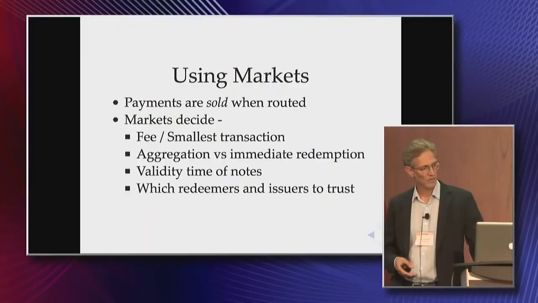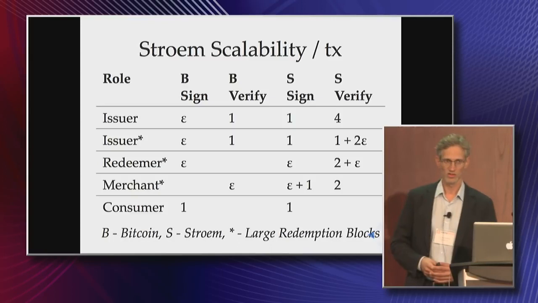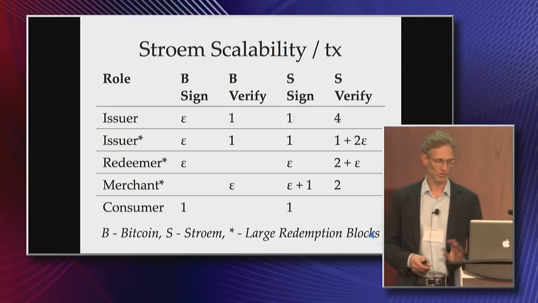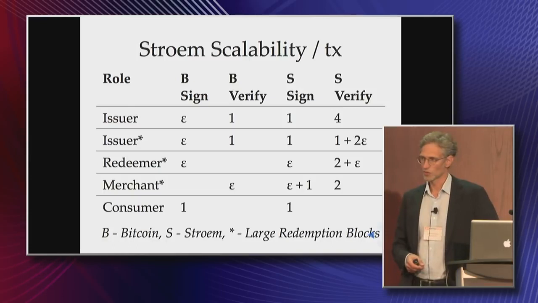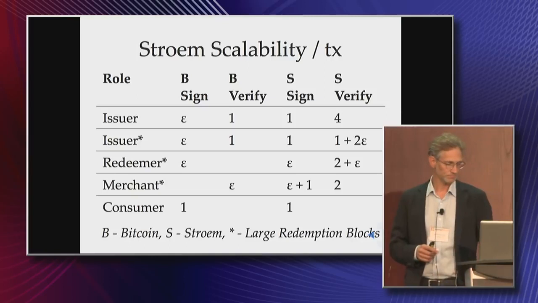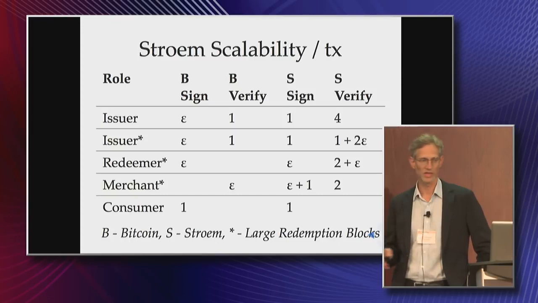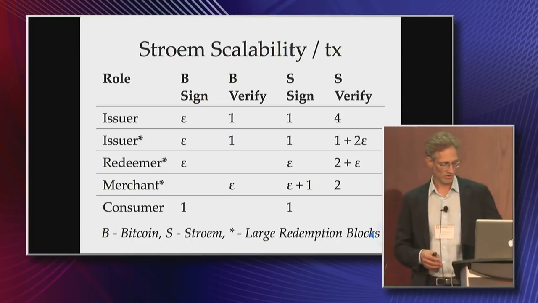So to put it all together, the question is, does this scale? I will skip the details of this table of the signature operations for the system, but we can see that the issuer spends 3 signature operations per transaction, and a lot of these are in batches. So we think that this system can scale with current hardware and the best signature algorithms to very high levels if that's needed. So this was a quick overview.